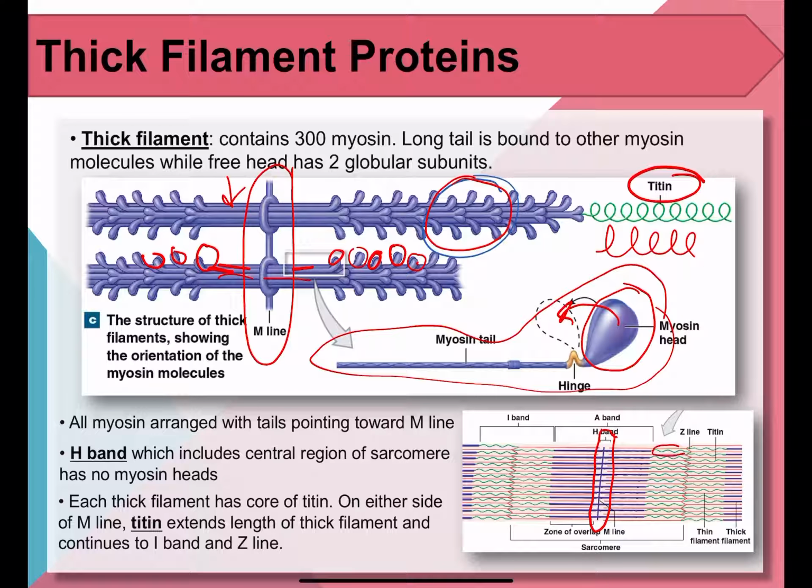So you have titin here, and then you have a titin there to make sure that everything stays together in one piece as one sarcomere. And many sarcomeres make up your myofibril, and many myofibrils make up one muscle fiber. Okay? All right.